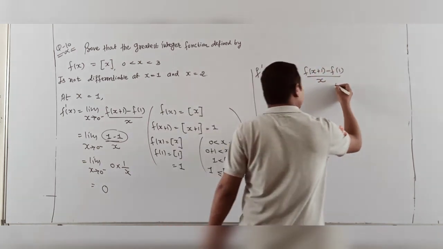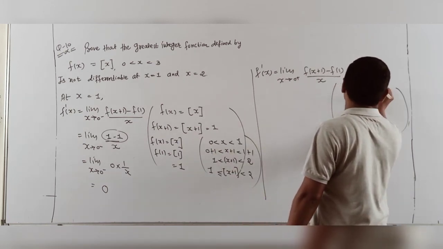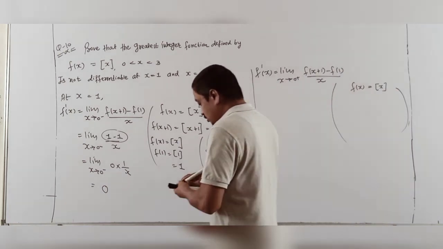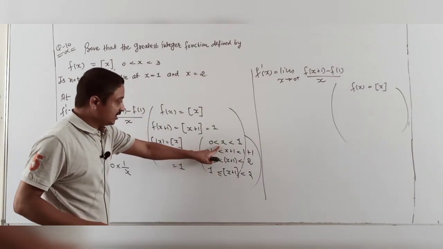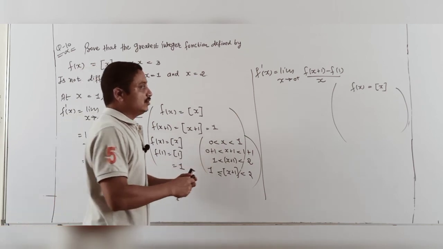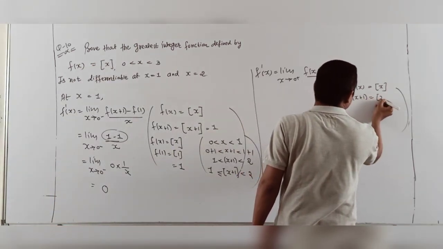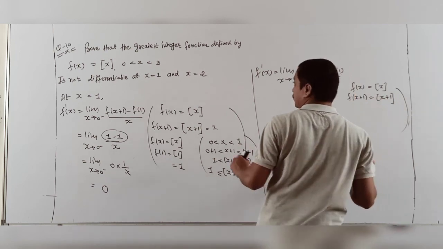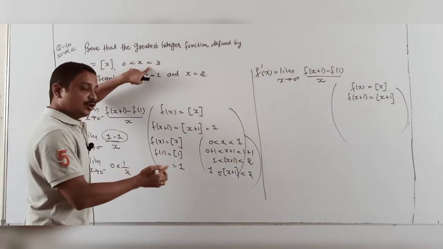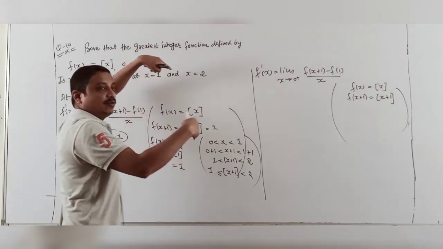Same application, students, I extend. Our given f(x) is the integer of x. I want to find the right side limit, so only this changes, to a value above, more than one. So here f(x+1) is the integer of x+1, the criteria is the same, but here, instead of taking values less than 1 because of the left side, I now take values more than 1.